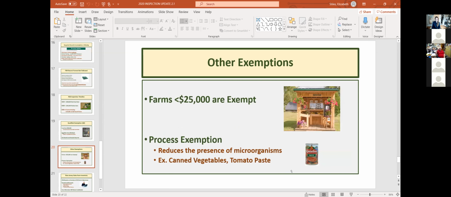Other exemptions: farms that have less than $25,000 in income are just hobby farms. They're exempt from the rules, but we hope they're still following good agricultural practices. The process exemption is for farms that are growing vegetables that are going to processing, and it only applies to those vegetables that are being processed. So if you grow tomatoes and they're processed and you have other vegetables, you would still be covered by the rule.